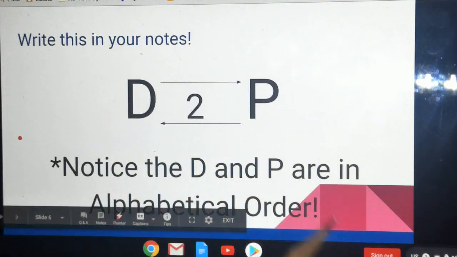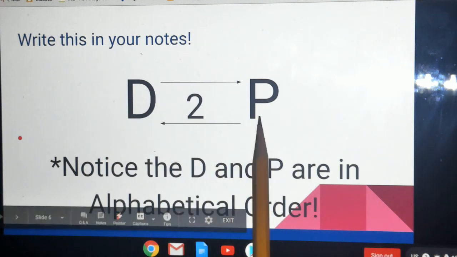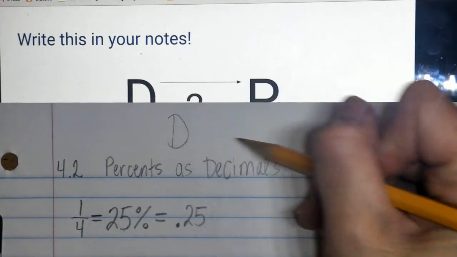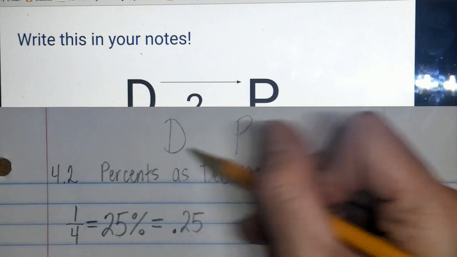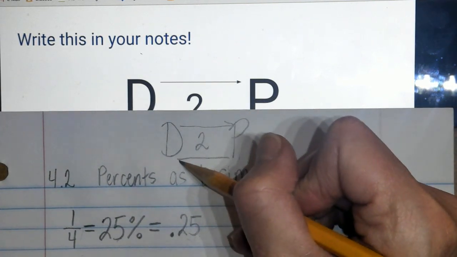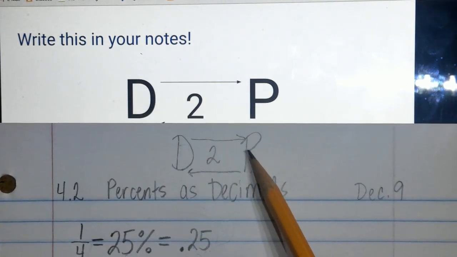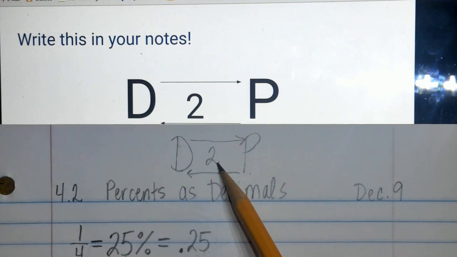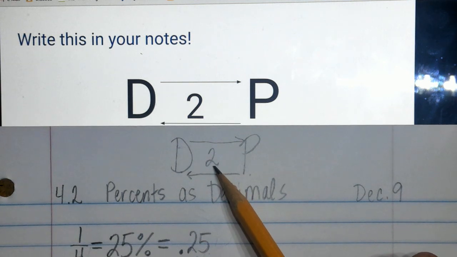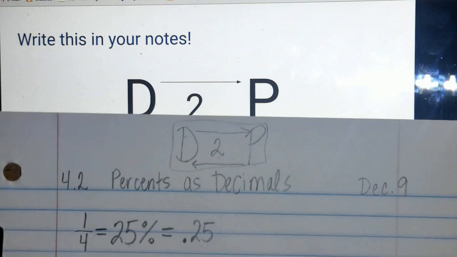Okay, so this right here, decimal to percent, you want to write that on the top of your paper for today. So you remember, you've got D and P. Remember, these are in alphabetical order. We got a 2 in the middle because that's the number of decimal places we're going to move. So if we want to go from a decimal to a percent, we're going to go 2 places to the right. If we want to go from a percent to a decimal, we're going to go 2 places to the left. If you need another second to write that down, pause the video and write that. That way you'll have that on the top of your paper because you're going to need that today.